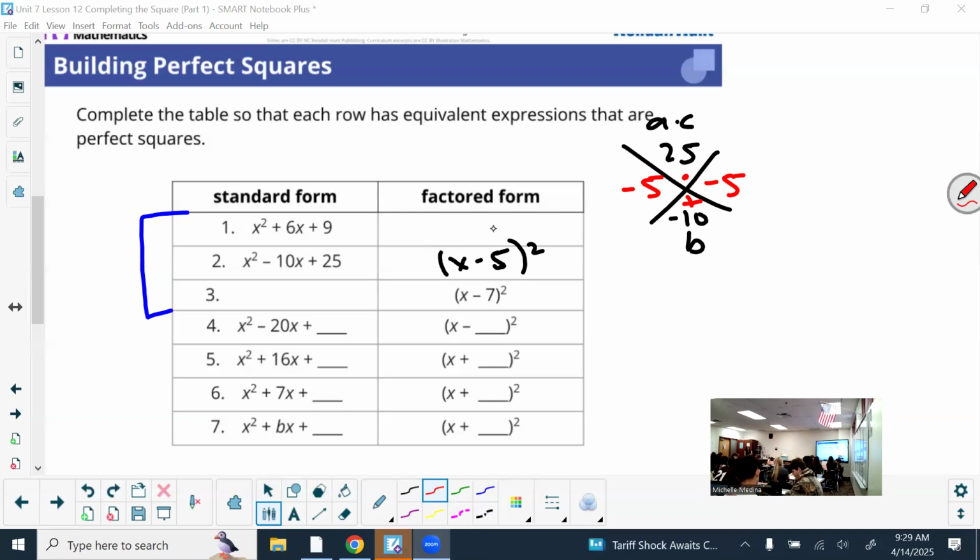Table 8, do we have a first one? X plus 3 squared. X plus 3 in parentheses squared, good. So that setup, it would be 9 on the top, 6 on the bottom. 3 and 3 multiply to 9, but add to 6, so that works. Now going from factor to standard form, we did that in unit 6. So table 1, what would be the standard form for this one?